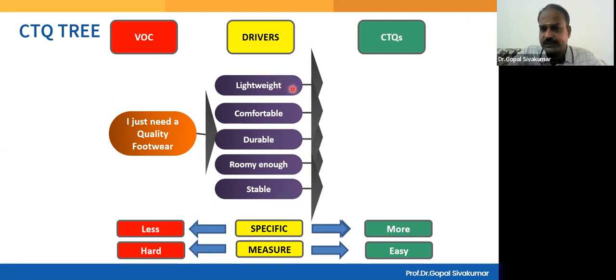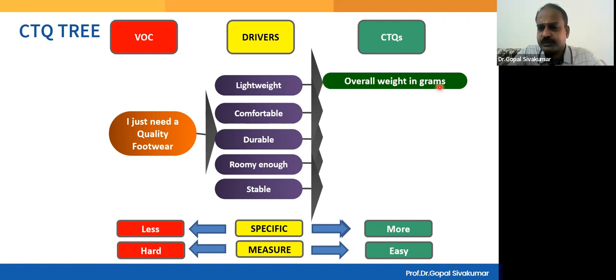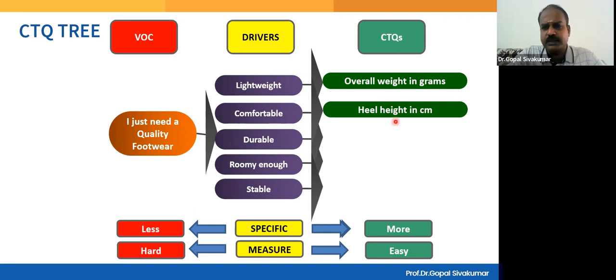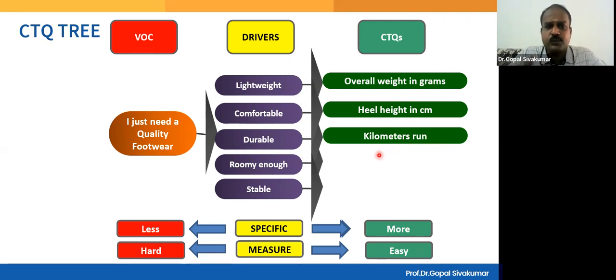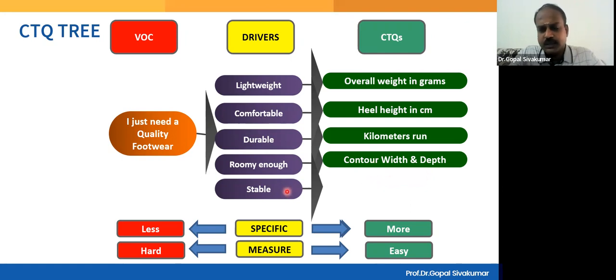Now we should convert each driver of satisfaction into some measurable metrics. When I say lightweight, I am talking about the overall weight of the footwear in grams. Maybe the dimensions also. You can always have multiple CTQs for any driver of the satisfaction. Comfortable. When I say comfortable, the customer is concerned about the heel height. When I say durable, the customer is concerned about the kilometers that he can run, walk, or play a game while using the particular footwear. Roomy enough. That means the customer is concerned about the movement of the fingers within the footwear. That means the contour width and depth becomes the CTQ. And the stability in the footwear means whether the heel height is flat throughout or not, right?